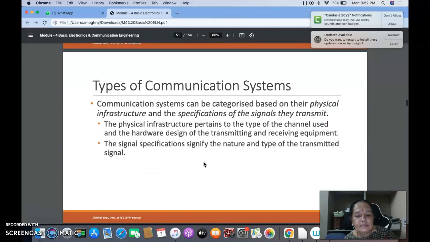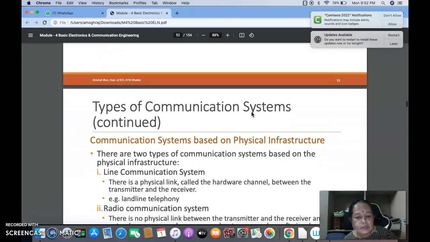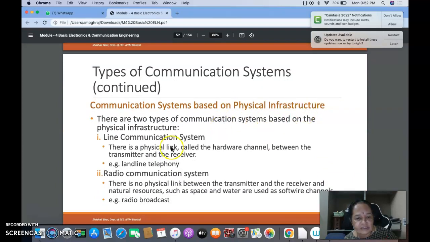Now, let us see about the communication system. Communication systems are categorized based on their physical infrastructure and specification of the signal. Based on the physical infrastructure, they are classified as line communication system and radio communication system. In a line communication system, there is a physical link called a hardware channel between transmitter and receiver. The example of line communication is the landline telephone.